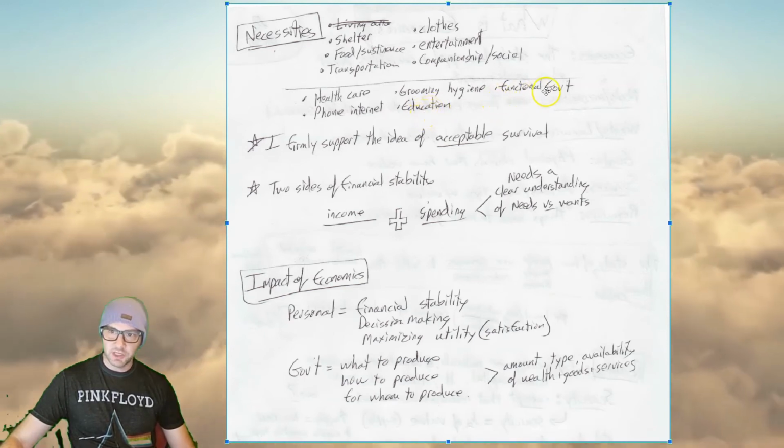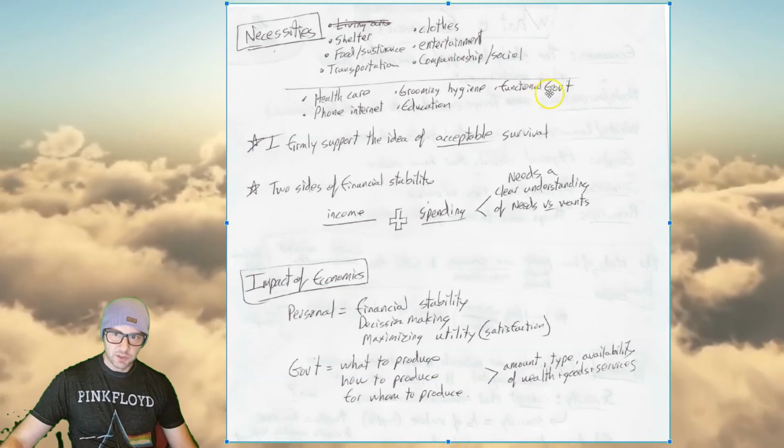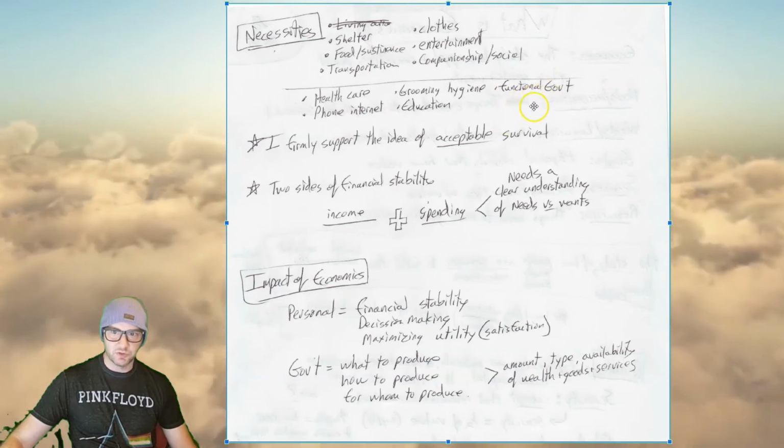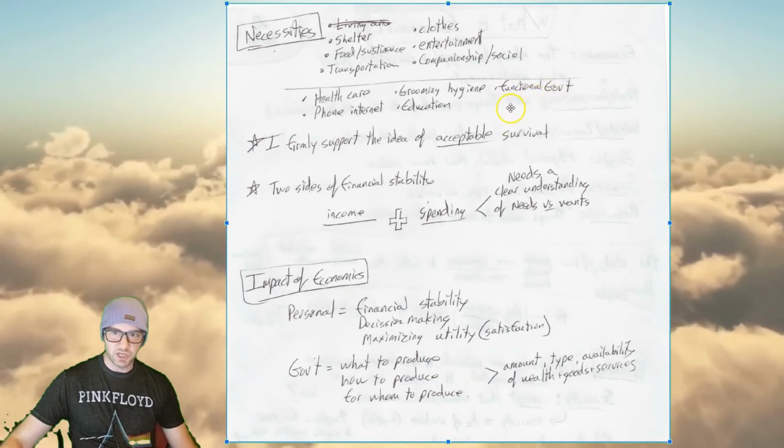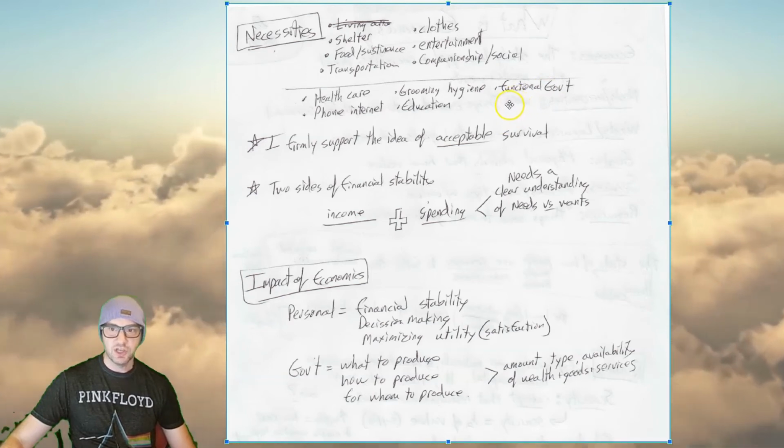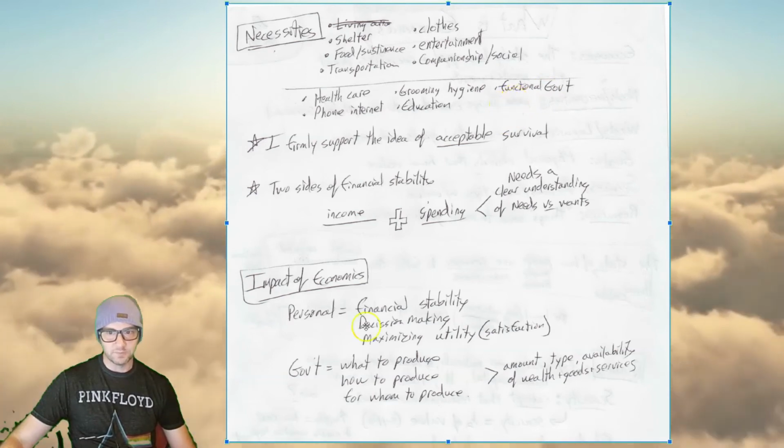And I would say a functioning government. Some student brought that up, and I agree. We need a functioning government for acceptable survival. Whenever a government does not function or is totally dysfunctional, the people are not surviving very well.